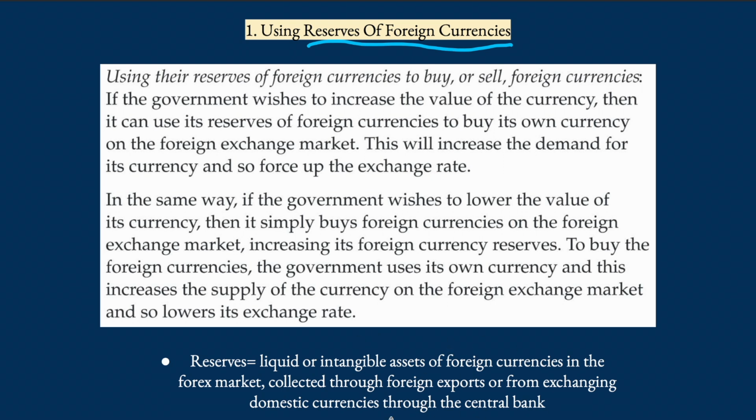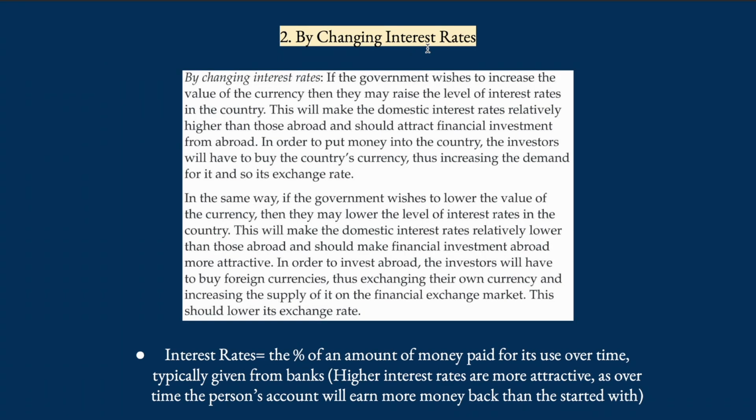So essentially, just continuing the same definition I gave before for reserves of foreign currencies. And lastly, we're going to look at how governments intervene by changing interest rates. So if the government wishes to increase the value of their currency, then they may raise the level of interest rates in the country. This will make the domestic interest rates relatively higher than those abroad and should attract financial investment from abroad because of that.